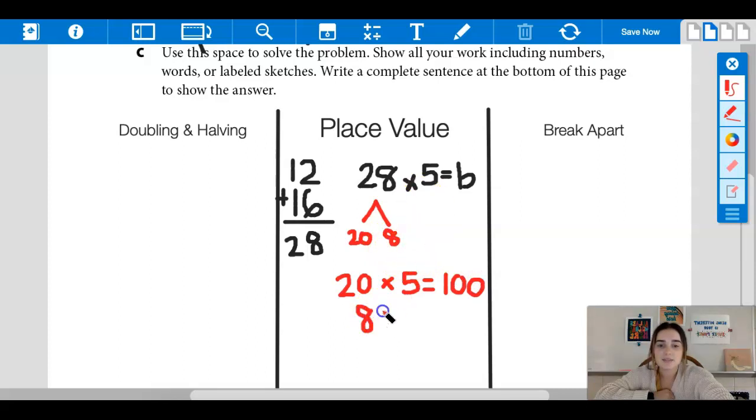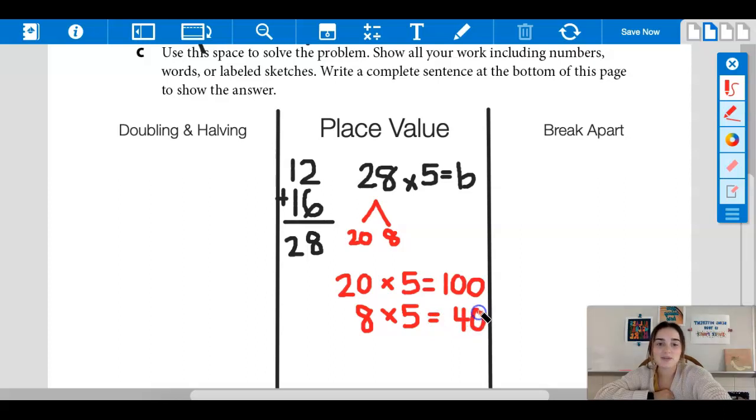And 8 times 5 is, well, we can skip count by 8s. 8, 16, 24, 32, and 40. We get 40.